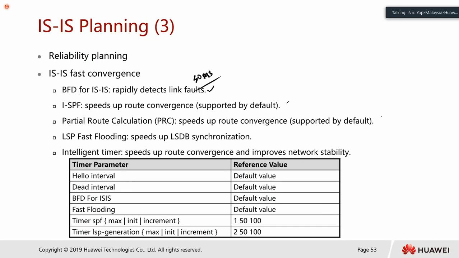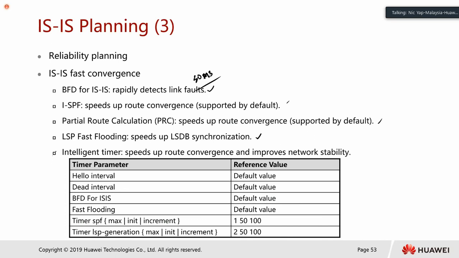These two are enabled by default. Supported by default means that when you enable ISIS, ISPF and partial route calculation are already enabled. Let's say you want to speed up even more how they perform fast flooding. You can enable this one, which controls how fast you forward the information out of the interface. This can be done by enabling fast flooding. And intelligent timers speed up route convergence and improve network stability.